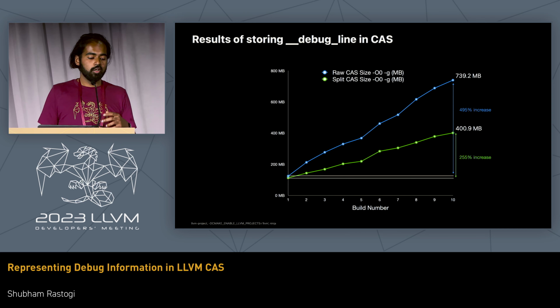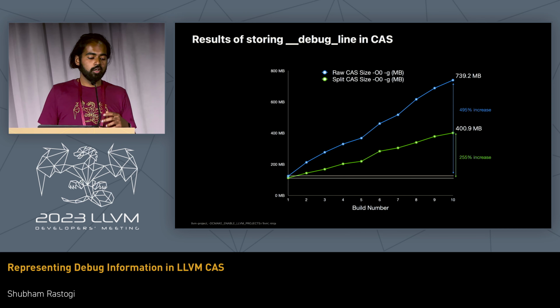So to represent that efficiently in the CAS, we went with an approach where we grouped DIEs into CAS objects via a specific heuristic that we used. So we would decide to put DIEs into a CAS object and create a new CAS object based on a type of DIE that we knew would not deduplicate and would have to be split off into its own CAS object.